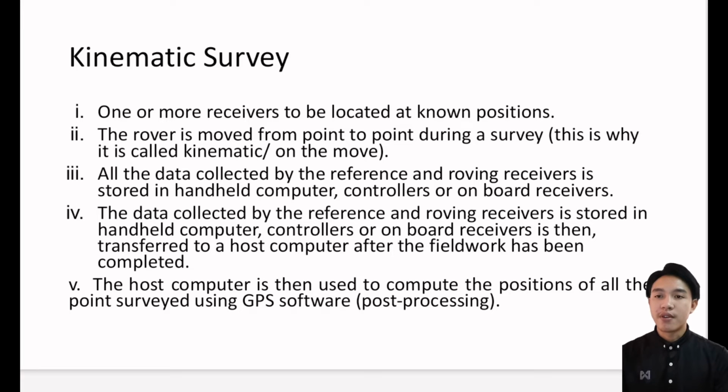The rover is moved from point to point during a survey. This is why it's called kinematic, or on the move. All the data collected by the reference and roving receivers is stored in the handheld computer controller or onboard receiver, then transferred to a host computer after the fieldwork has been completed. The host computer is then used to compute the position of all the points surveyed using GPS software.